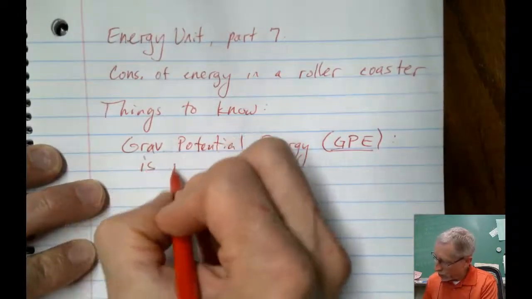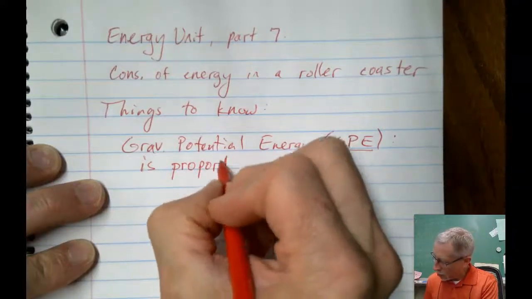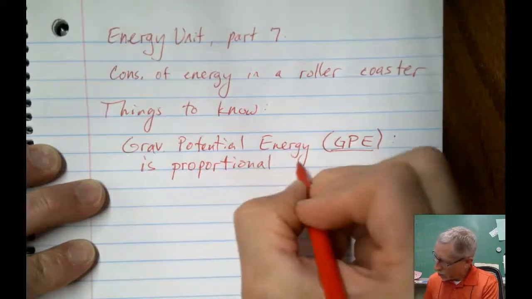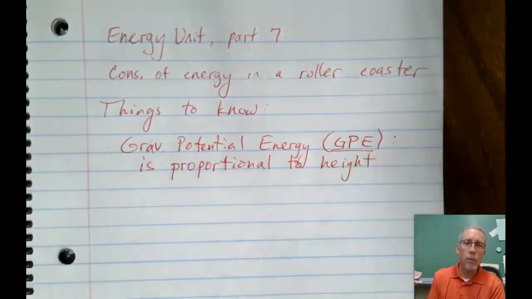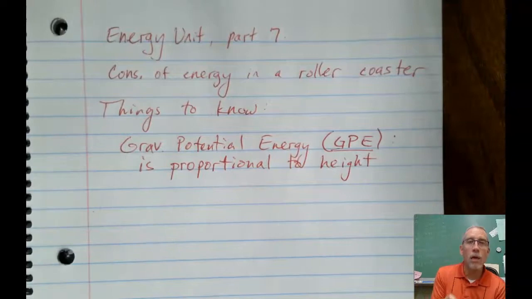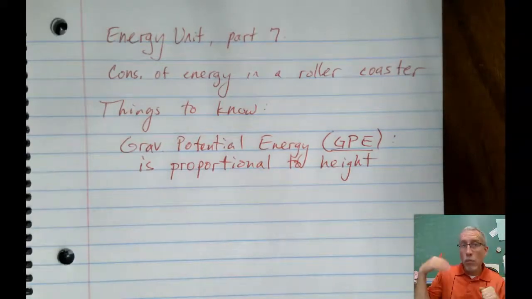And so here's what you need to know, and I talked about this a little on day 1. It's proportional to height. I'll describe that a little bit more. The amount of gravitational potential energy something has is proportional to its height, which means the higher it goes, the more gravitational potential energy it will have.